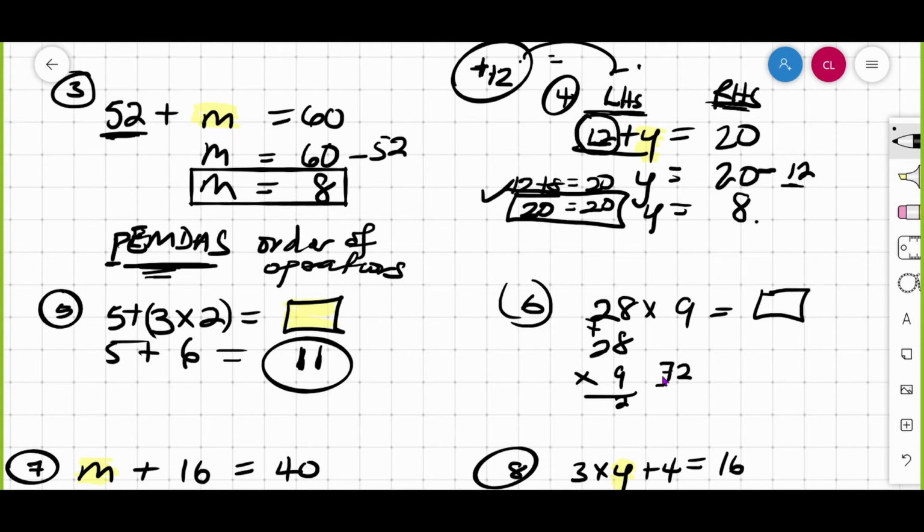What? 18. 18 and 7 more. That would give me what? 18 and how much? 18 and 7. 25. Good, so 25. And this is how you would get your 252.